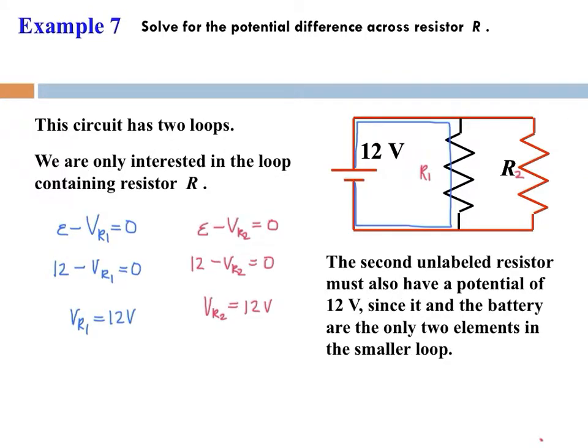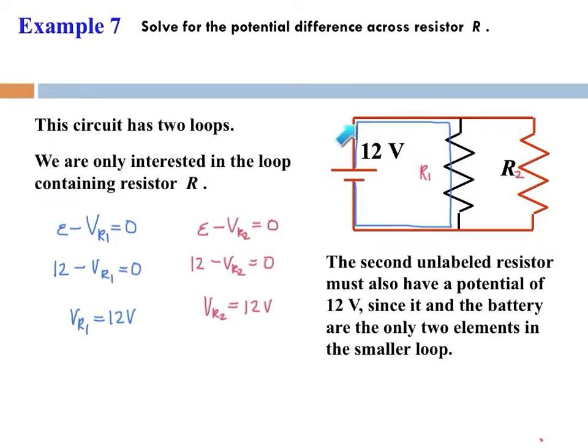Here I have 2 separate loops. So if I go across the first loop, then I'm going to follow what I've written here in blue. Again, my potential through this one loop still has to give me 0. So if I have 12 in my battery, I must lose 12 as I go across that first resistor.